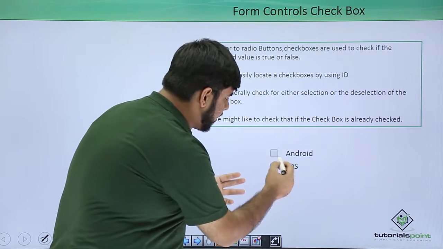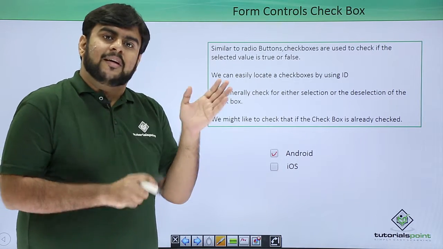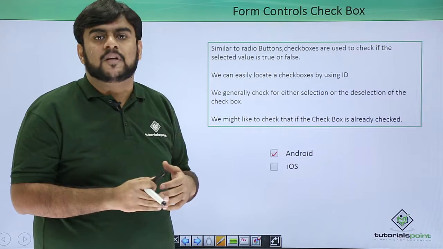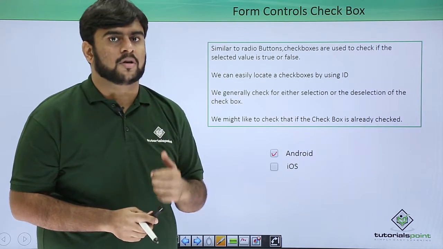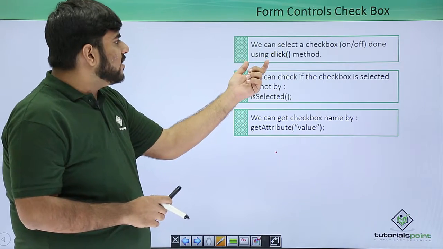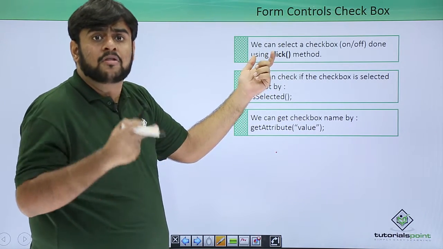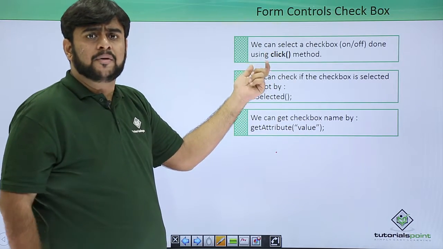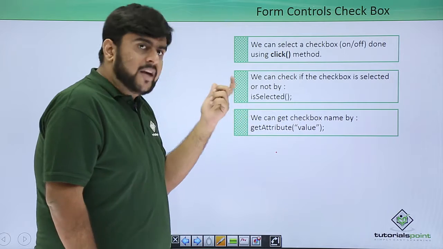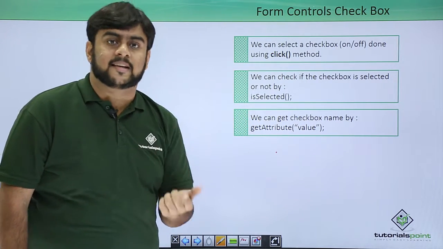So if this is a checkbox, I can select it or I can deselect it. Similar to the radio button, functions like isSelected are also applicable to checkbox. Now let's see these functions one by one. If I want to check a box or select the value of a box, I use the click method. If I have to check whether this particular checkbox is selected or not, I use the isSelected method.